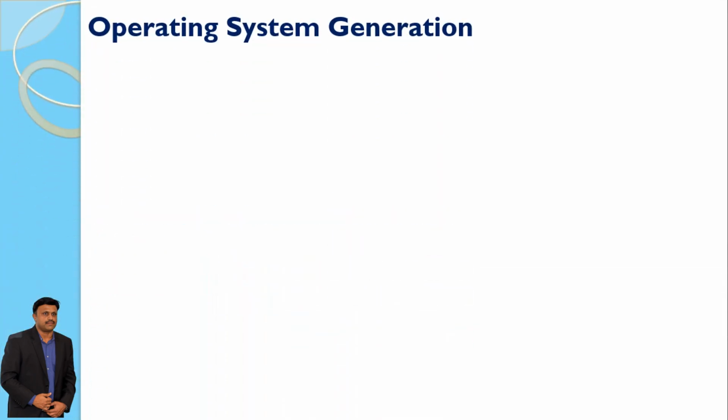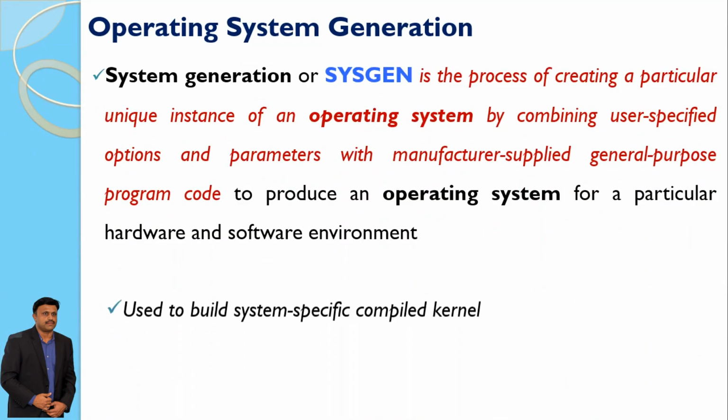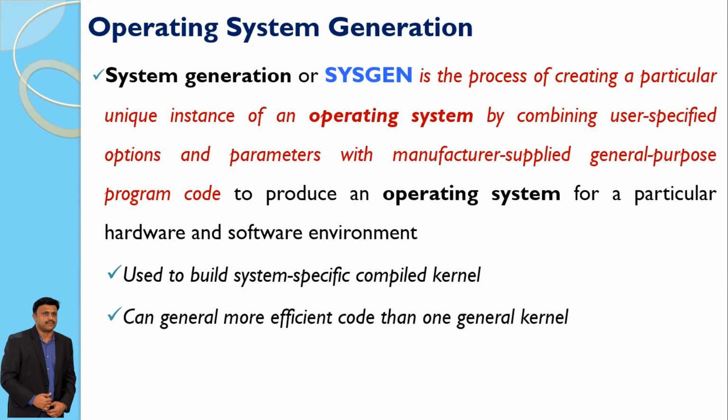System generation, or sysgen, creates a unique instance of an OS by combining user-specified options with general-purpose code. This process builds a system-specific compiled kernel for efficient operation.